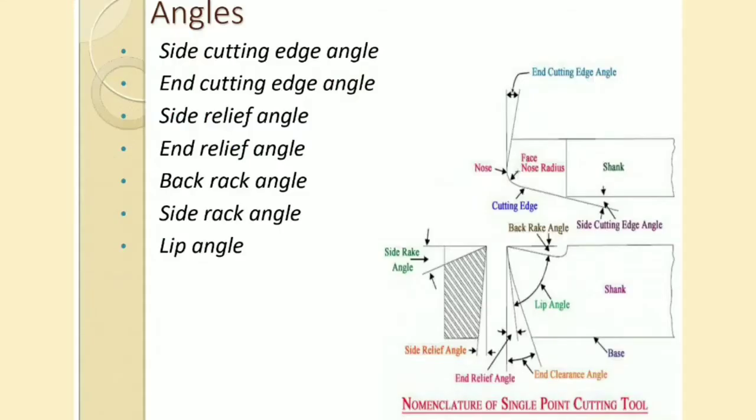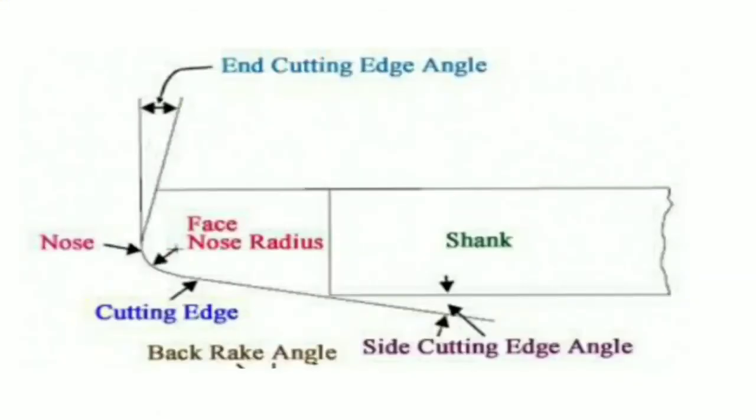Here is the list of the angles given for a single point cutting tool: side cutting edge angle, end cutting edge angle, side relief angle, end relief angle, back rake angle, side rake angle and lip angle. To understand all these angles, the tool drawing is split into three views, that is front view, top view and side view. The figure shows the top view.